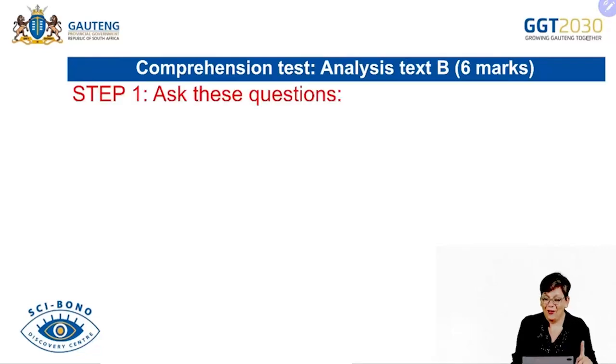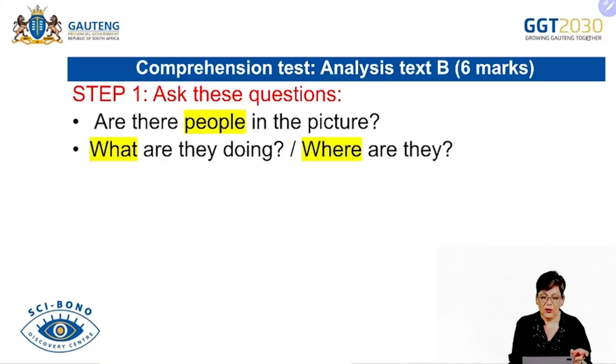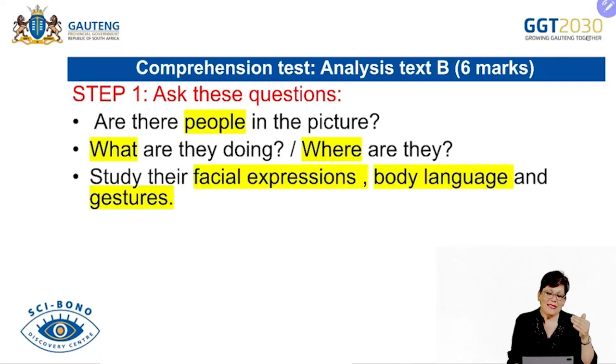Now, always, let's recap quickly. So when you get your text B, you have to ask yourself these questions. Are there people in the picture? Sometimes you'll find, remember we said we can get a cartoon or we can get an advertisement and there might be people in there. Make sure, are there people? Next question, if there are people, what are they doing? Where are they? Now, can you see what I'm doing?